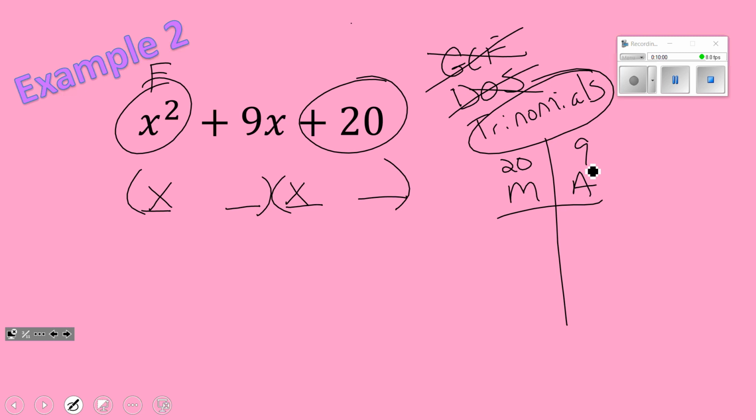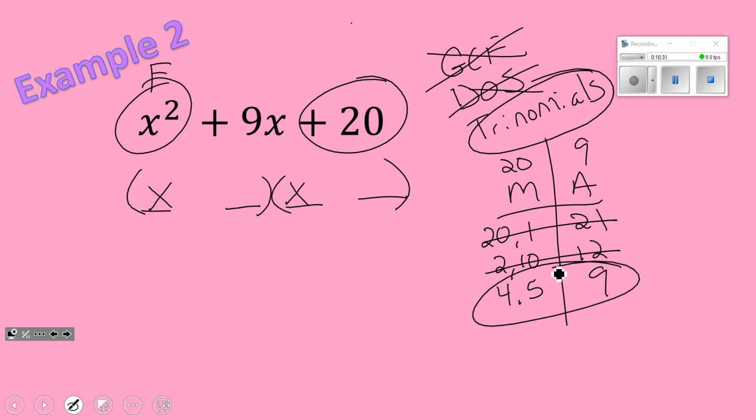So let's think. Give me things that multiply to be 20. So you could do 20 and 1. I'm playing silly because I know some of you already know it. You could do 2 and 10. You could do 4 and 5. Okay? When you add 20 and 1, that doesn't work. When you add 2 and 10, you get 12. That doesn't work. But when you add 4 and 5, you get 9. Ding, ding, ding. Winner, winner. Chicken dinner. That's the one you want. So all you got to do is fill in what? Plus 4 and plus 5. Okay?